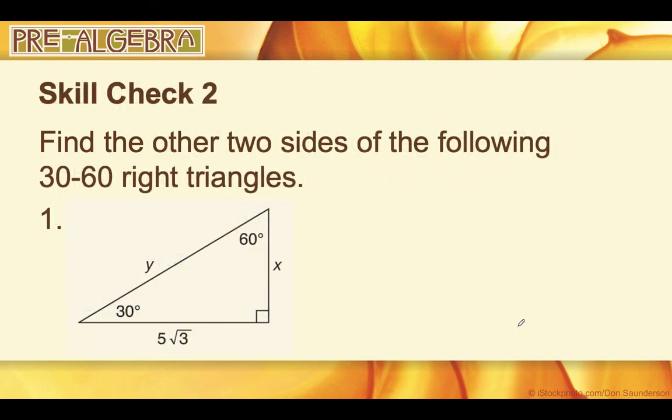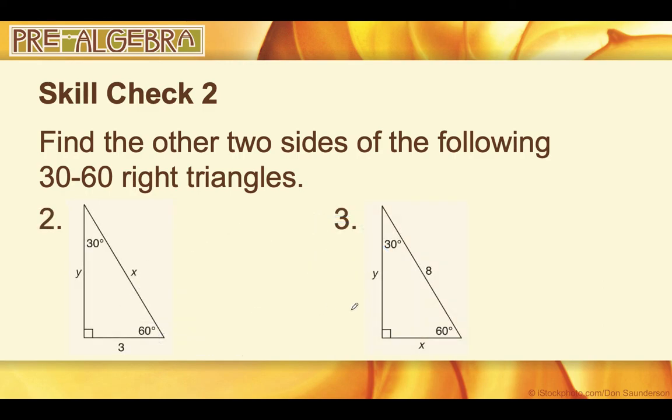All right, you try this one on your own. Find the missing 2 sides. So pause the video and you figure it out. Okay, did you get x is 5? This is the long leg, therefore the short leg is going to be 5 root 3 divided by the square root of 3. And y would be 5 times 2, which is 10.